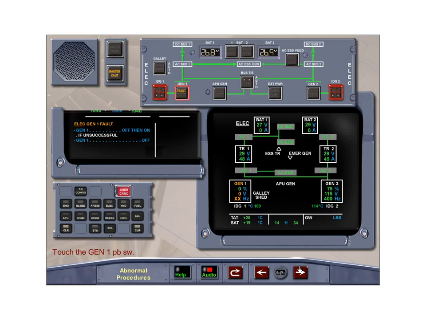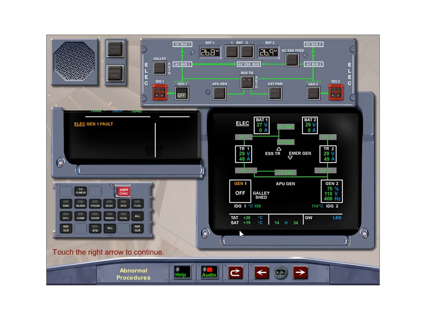The ECAM actions are to select the generator off, then on, to try and reset the generator. If the generator does not reset, select the generator off. Assuming the generator did not reset, touch the generator 1 push-button switch to turn it off. With the generator 1 push-button switch selected off, the ECAM electrical page will display generator 1 off, with generator 2 supplying both AC bus 1 and AC bus 2.